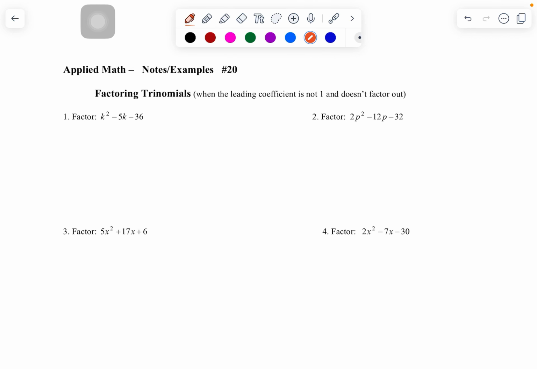Right, this is going to be the first video for Notes 20, the top section on factoring trinomials. I'm going to do question 1 and question 2 because I know how those factor. Question 3 and question 4 are going to be new.